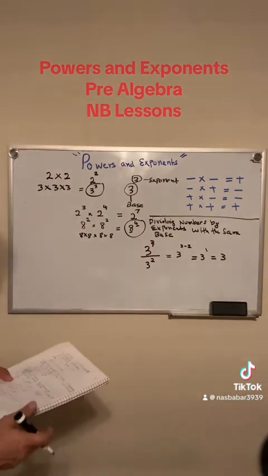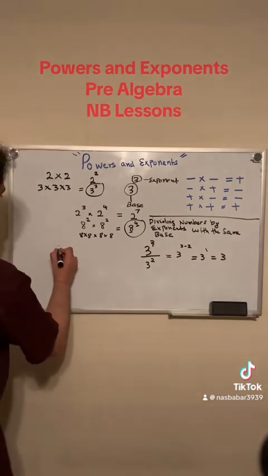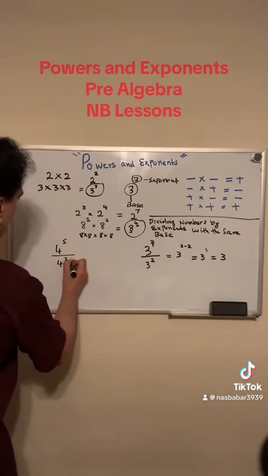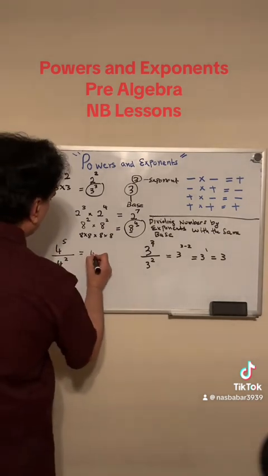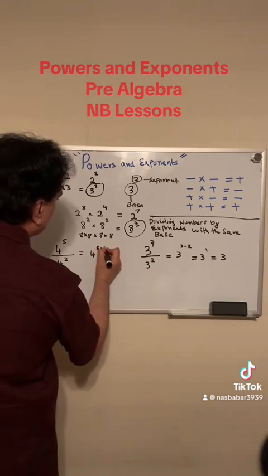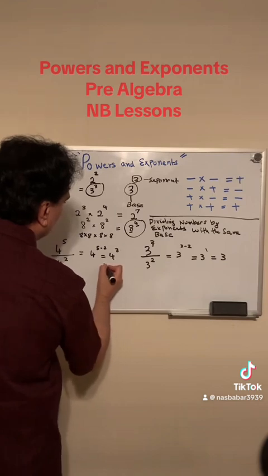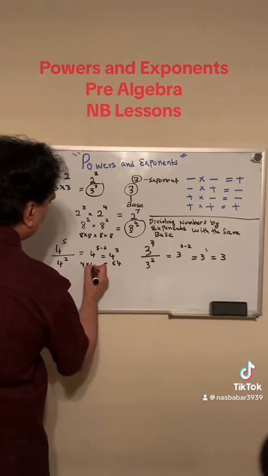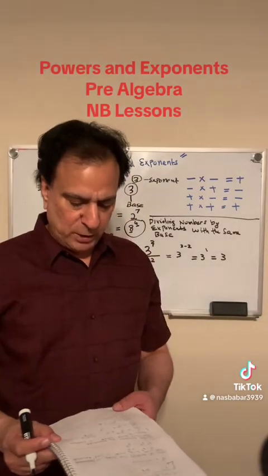So that's the division. Let's see if we do 4 raised to the power 5 over 4 raised to the power 2. Okay, the key is that the base has to be same. So it is same. So this becomes 4 raised to the power 5 minus 2, equal to 4 raised to power 3, which is basically 64, because it's 4 times 4 times 4. So this is how we do it.